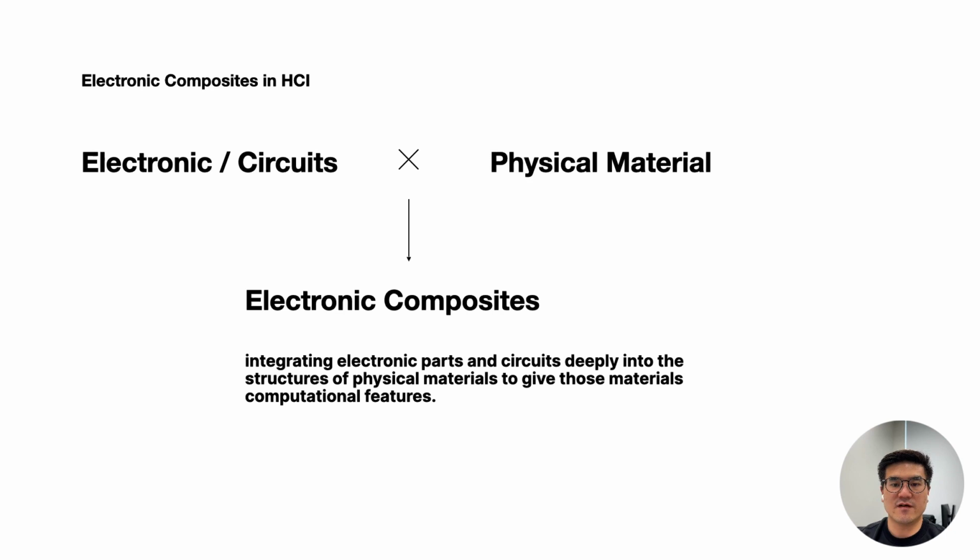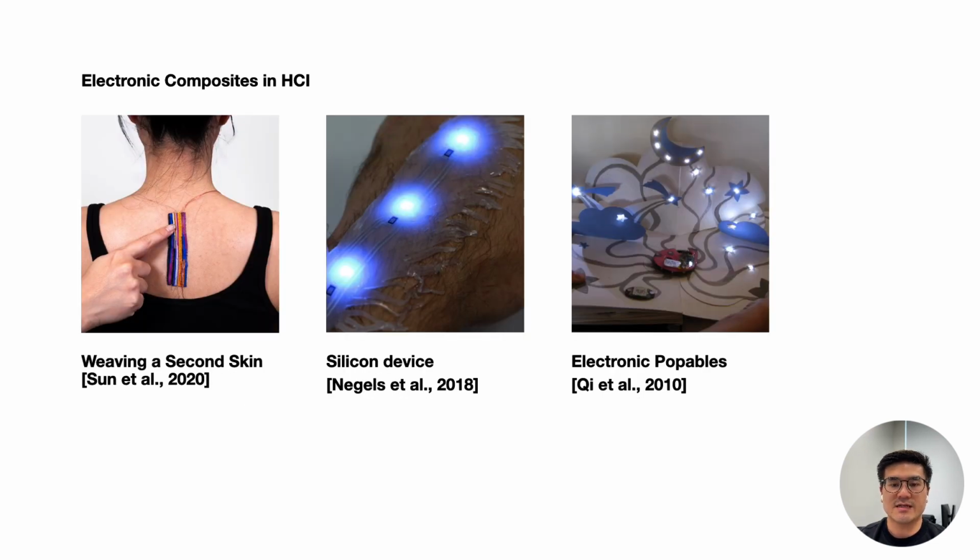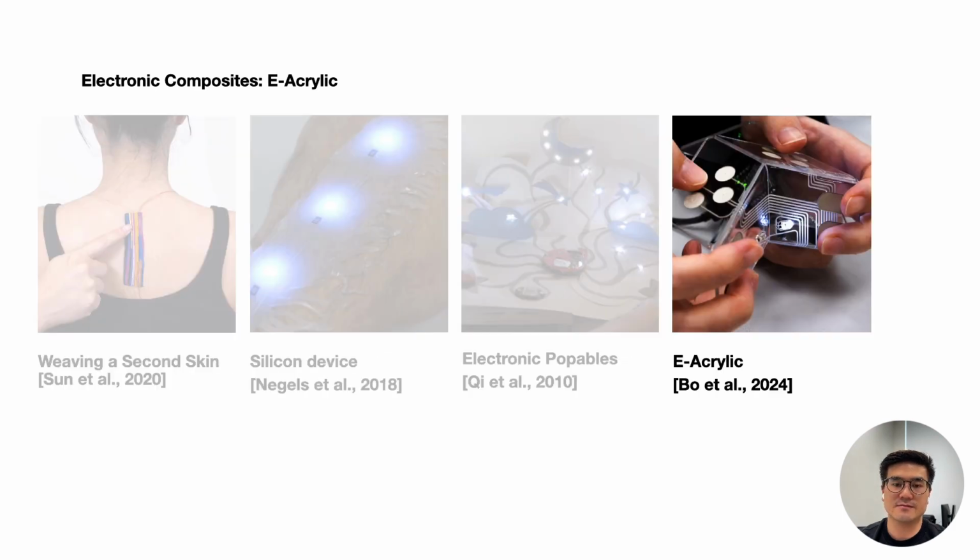Electronic composites involve integrating electronic parts and circuits deeply into the structures of physical materials to give those materials computational features. In the field of HCI, these composites help broaden the materials and practices we use in interaction design, which therefore opens up physical interactive systems to more people and brings more communities into the development of computational systems.